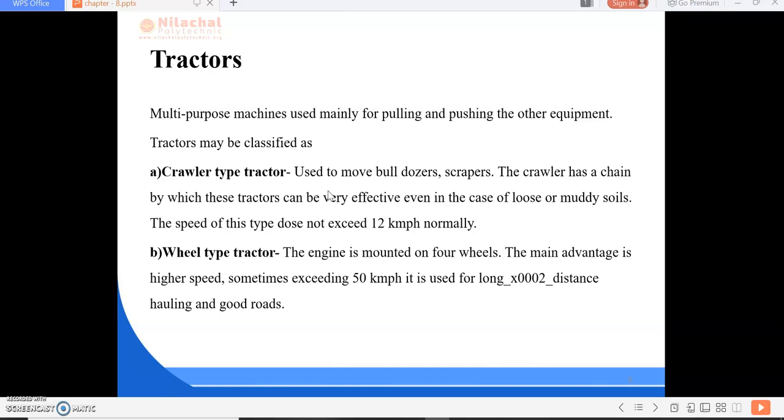Next is wheel mounted or wheel type tractor. The engine is mounted on four wheels. The main advantage is higher speed, sometimes exceeding 50 km per hour, and it is used for long distance hauling and good roads. The tractor is supported on wheels. It can be used for heavy grounds. It has less operation cost, maintenance cost, and repair cost. It is easy to operate. These tractors can travel at a high speed and can be moved from one place to another easily.